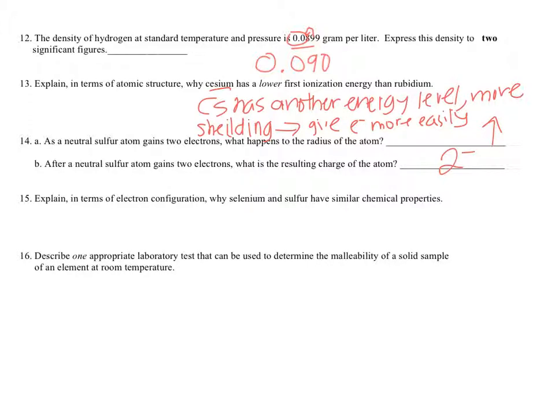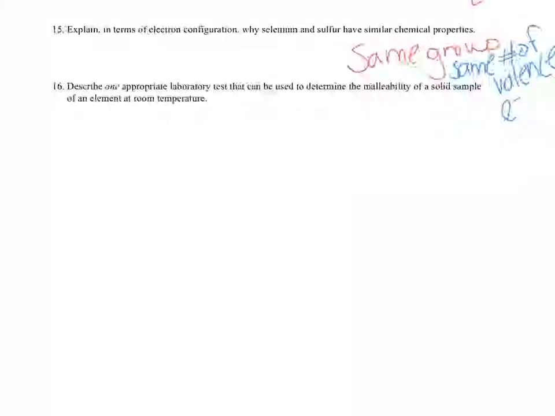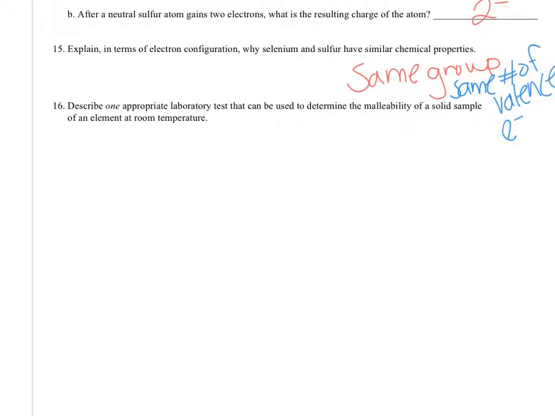All right, explain in terms of electron configuration. Well, selenium and sulfur have similar chemical properties. They are in the same group, and therefore they have the same number of valence electrons. All right. Describe one appropriate laboratory test that can be used to determine the malleability of a solid at room temperature. This is an odd question, so don't overthink it. You can say bending samples, and be just fine with it.